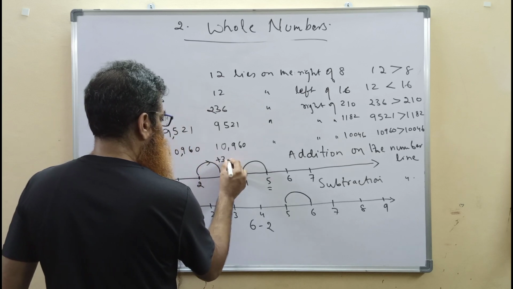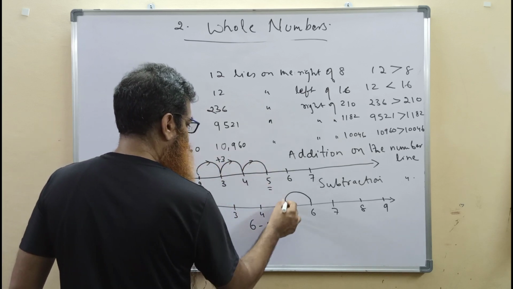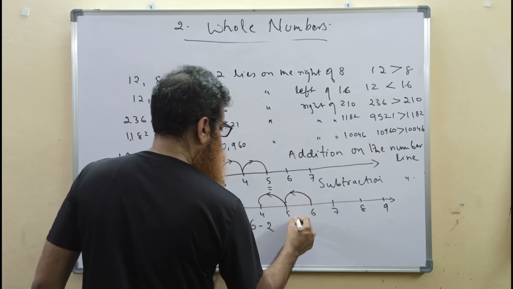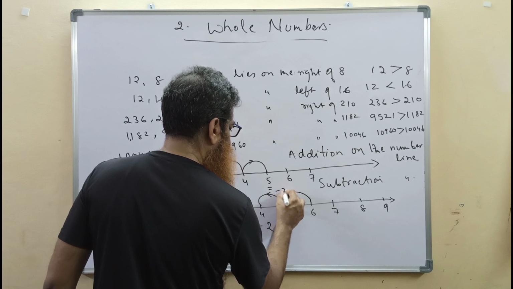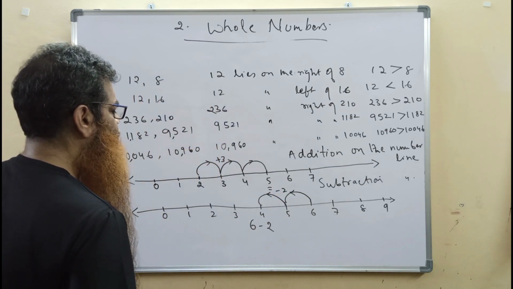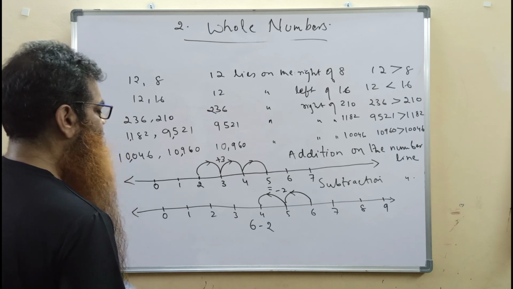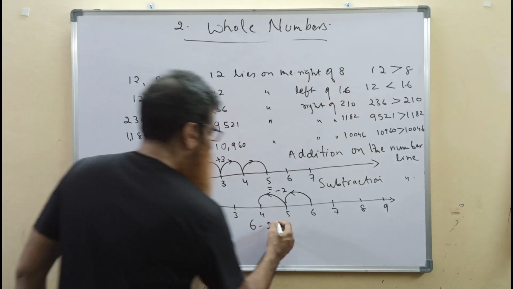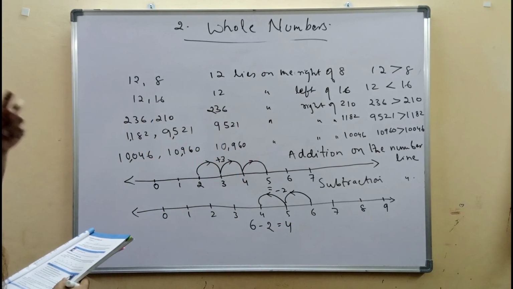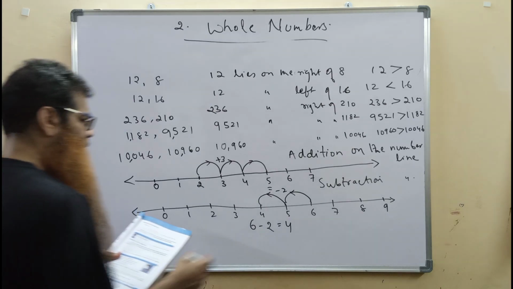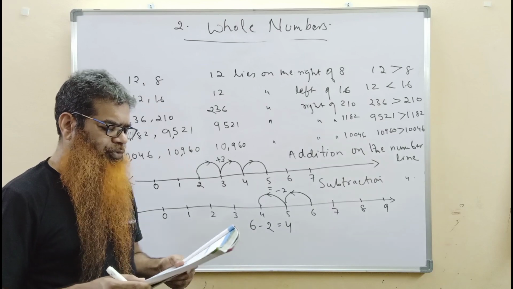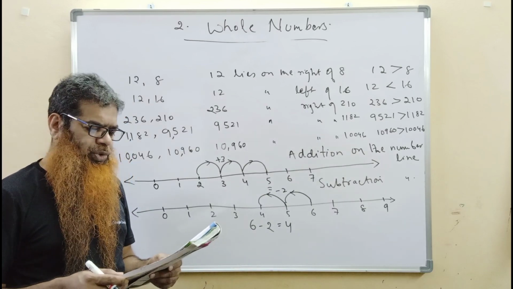Addition was on the right. Now we move to the left. This is minus 2. So when we subtract 2 from 6, we jump 2 places to the left, ending at 4. Start from 6. Since we subtract 2 from 6, we take 2 steps to the left on the number line as shown above. We reach 4. So 6 minus 2 is equal to 4.